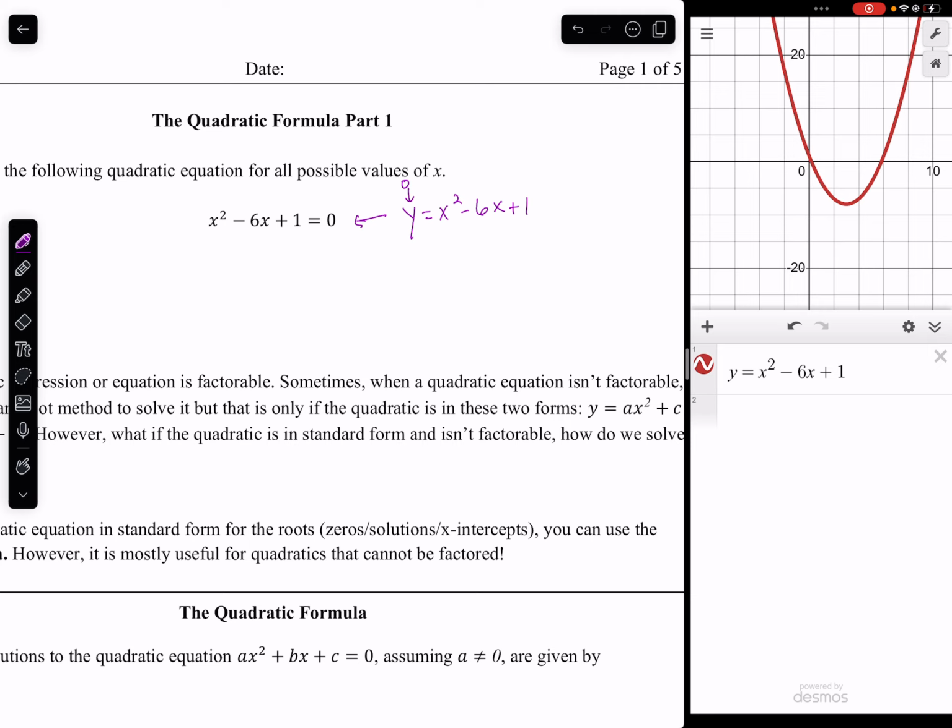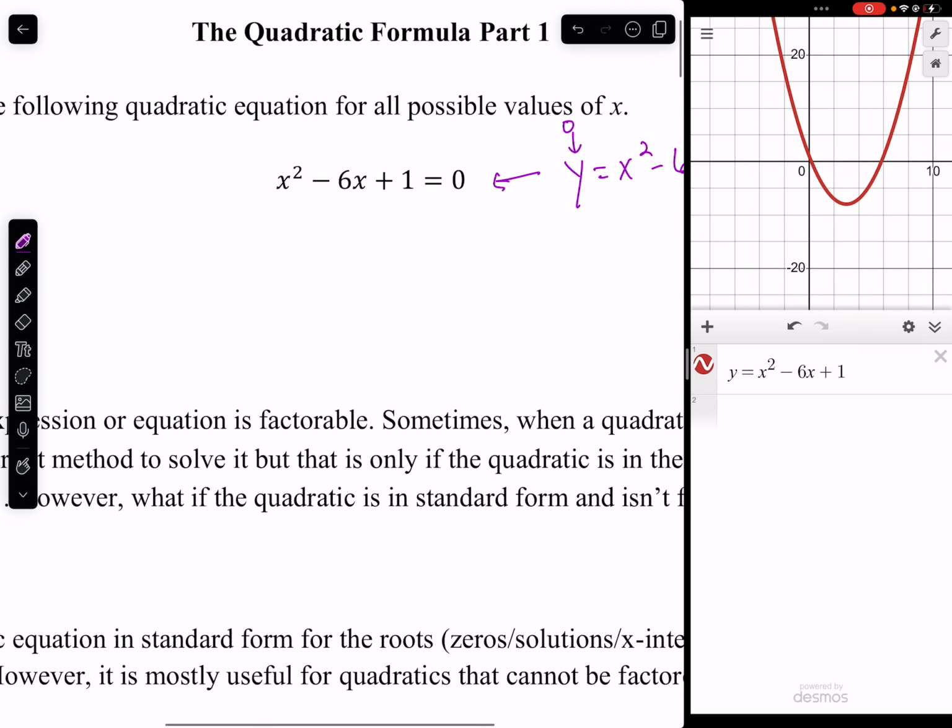So if we want to solve this quadratic, we know that it's in standard form. I've got x squared and I've got x, so I can't isolate the x because I have both the quadratic term and the linear term. So I have to set it equal to 0 and factor.